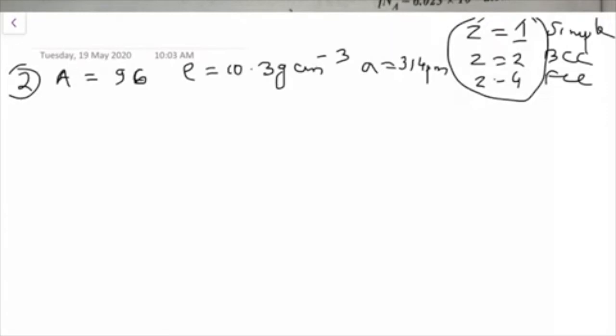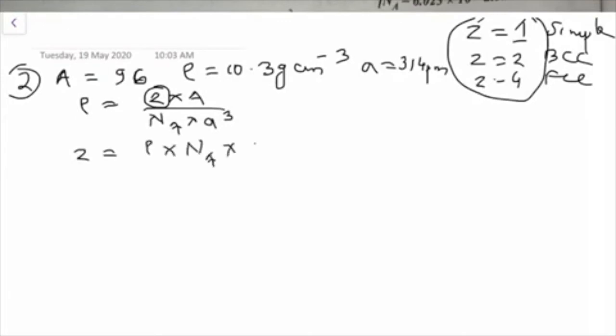So now the question is telling you what is the structure or what is Z. Going by that formula, density is equal to Z into A or M divided by NA into A cube, and the question is to find Z. If I directly make Z the subject, then Z will be equal to density into Avogadro's number into A cube over A.